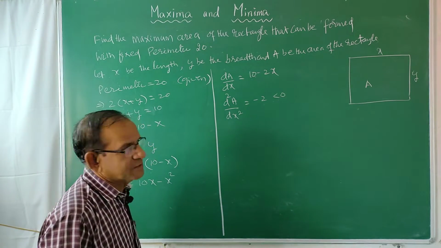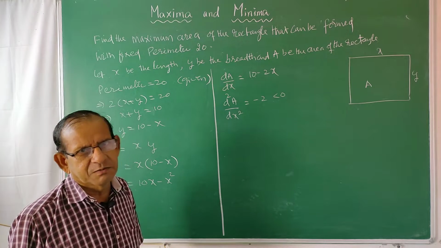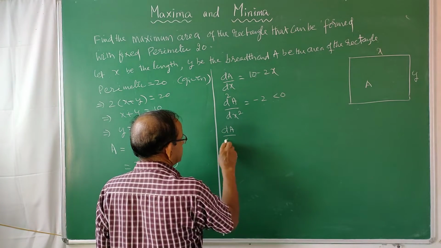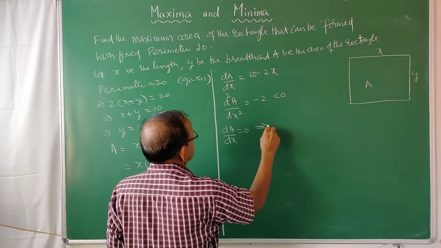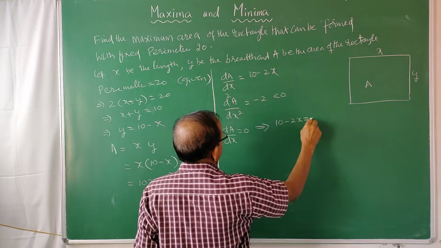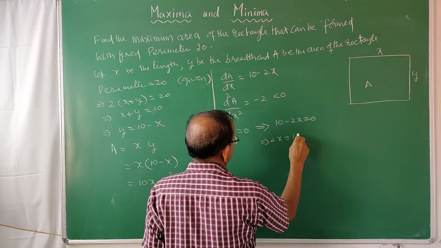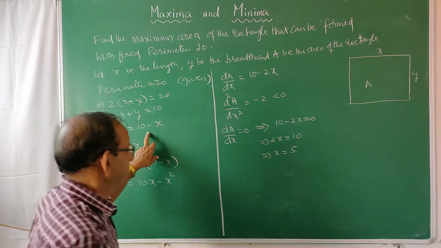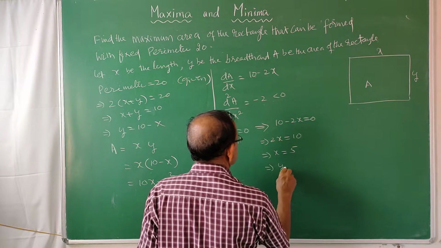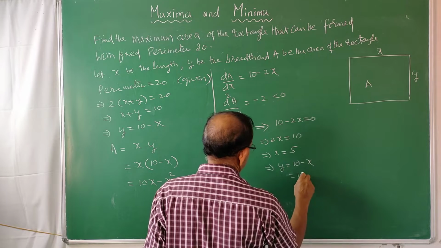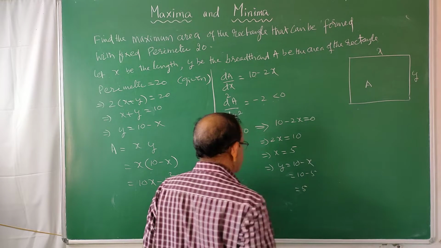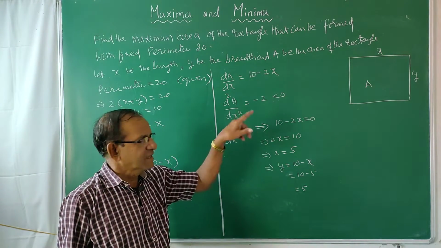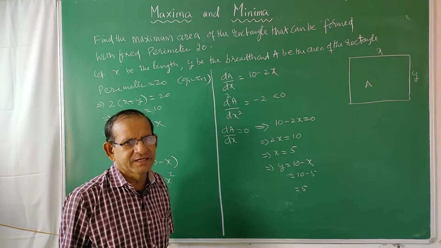Now to get the values of x, we must find out stationary values. For that purpose, we must take the first derivative equal to 0. dA by dx equal to 0 implies 10 minus 2x is equal to 0. That implies 2x is equal to 10. That implies x is equal to 5. What about y? y is equal to 10 minus x, is equal to 10 minus 5, so equal to 5. So we must take x is equal to 5 and y is equal to 5. That means the rectangle should be a square, then only the area is maximum.